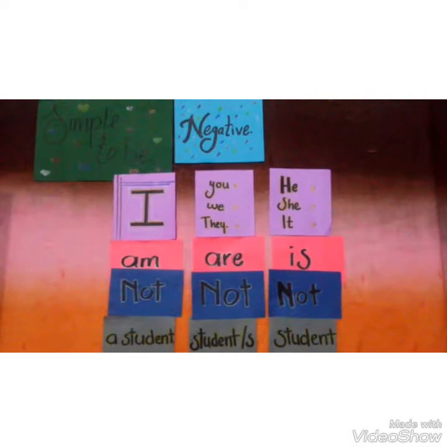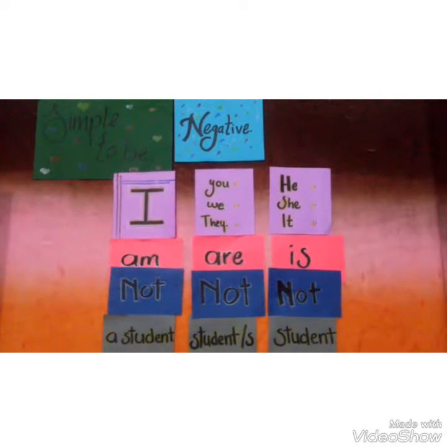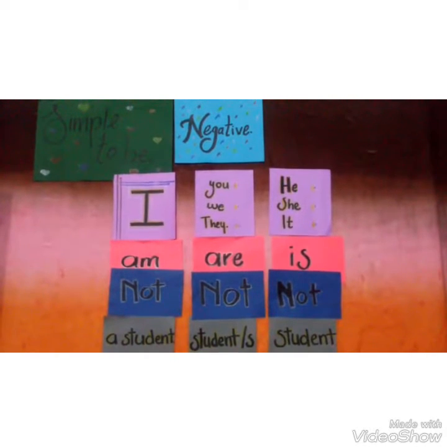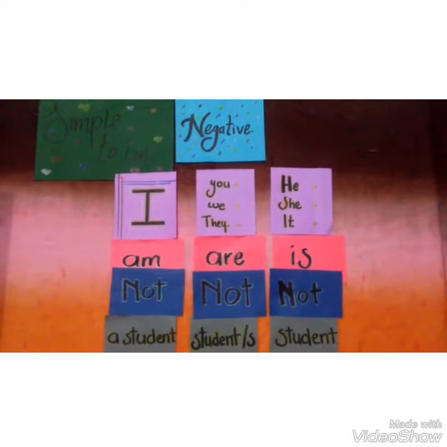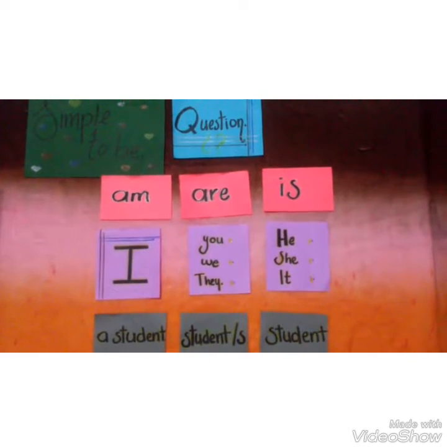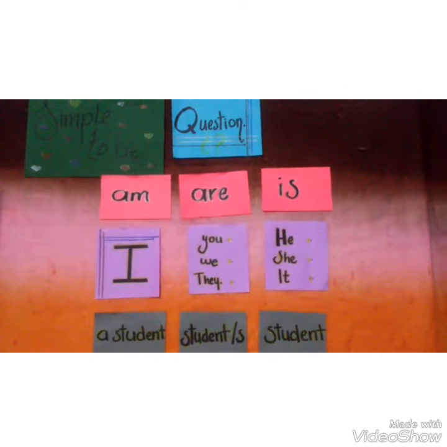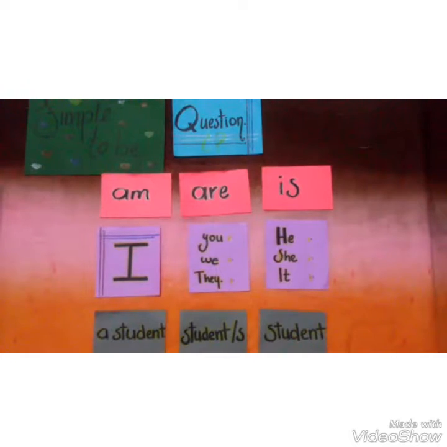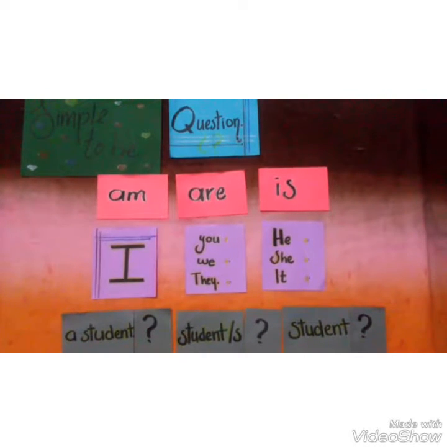Negative. All steps are the same, but in the negative, not is added after the verb to be. Question. In the case of the questions, the verb to be goes first, then the pronouns, and finally the noun. Obviously, adding the question mark.